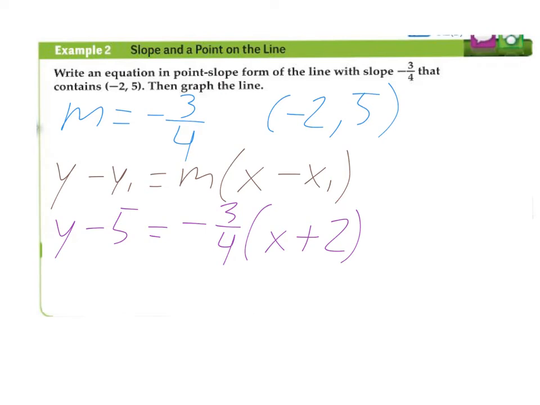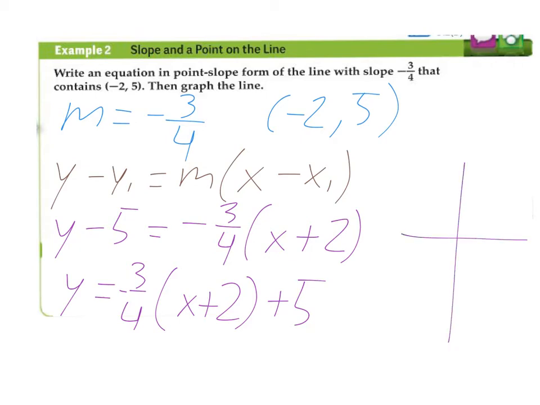Now, if we wanted to, we could rewrite this as y is equal to -3/4 times x plus 2, plus 5, to get it in a more familiar form. Graphing-wise, we have it going through the point -2, 5, so it's -2, 5-ish there. It's going down 3 units over 4 units. You're basically looking at a line like so.